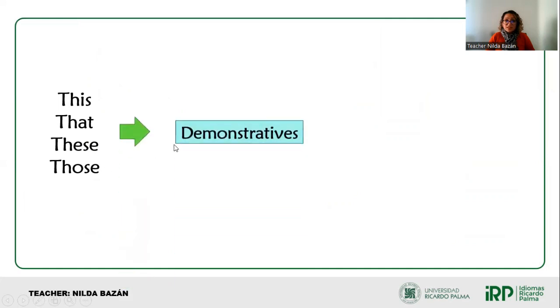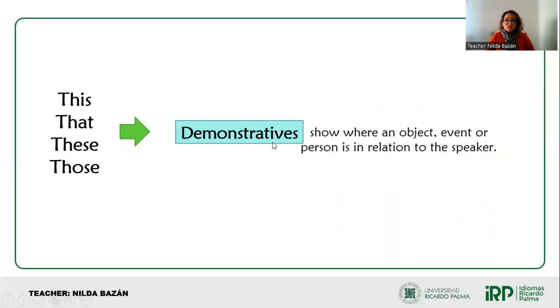Let's have a look at them. This, that, these, and those are demonstratives. What are demonstratives? Well, demonstratives show where an object, event, or person is in relation to the speaker. So, I'm going to show you.